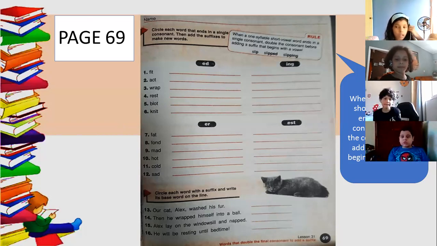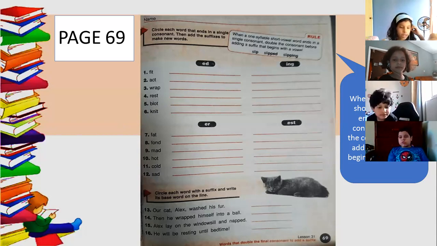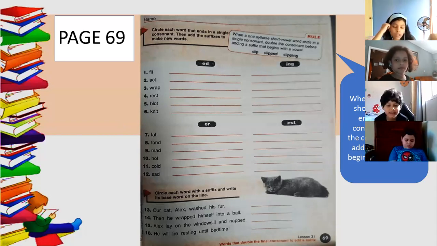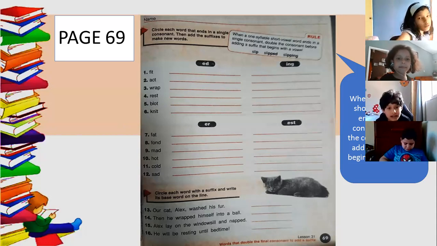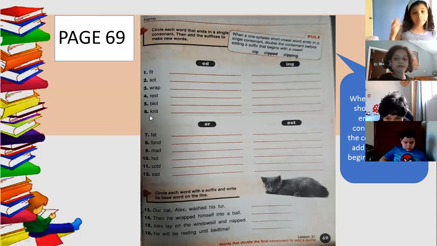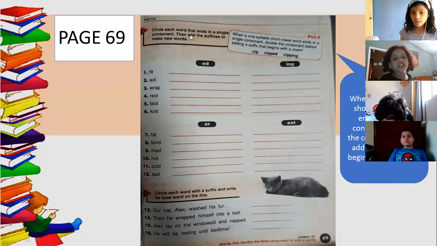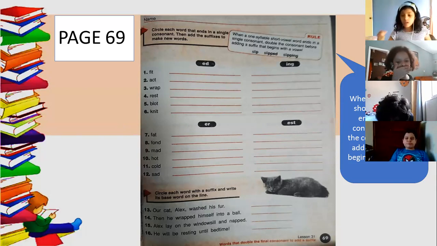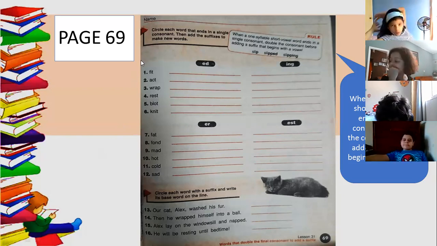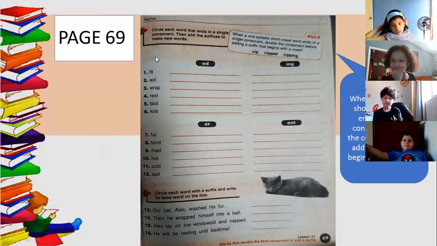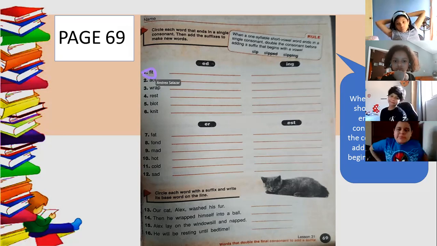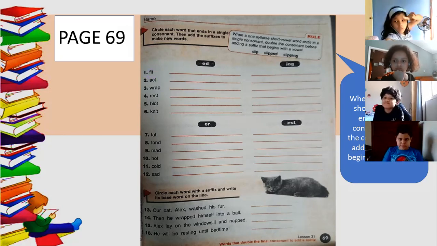Guys, you need to circle. Pay attention to what I'm asking you, the direction is telling you. We need to circle in this list that we have from 1 to 6 one word, okay, more than one, but the words that end with a single consonant. What about the word feet? How many consonants does it have at the end? One, right? It has only one.